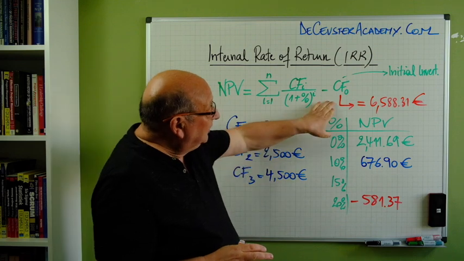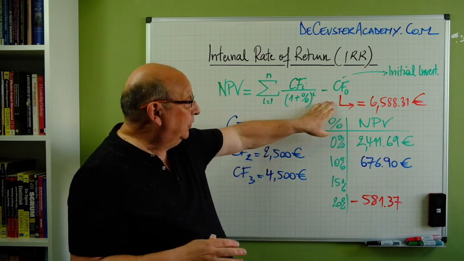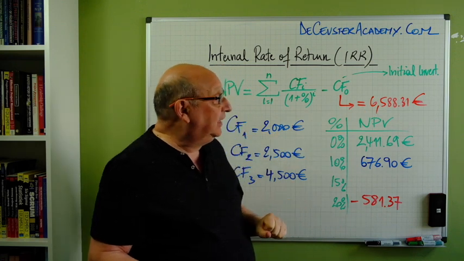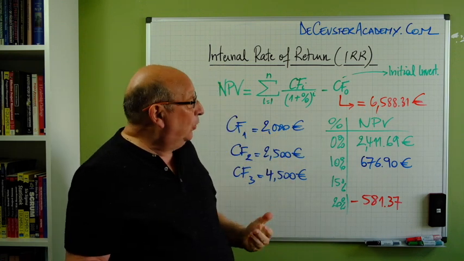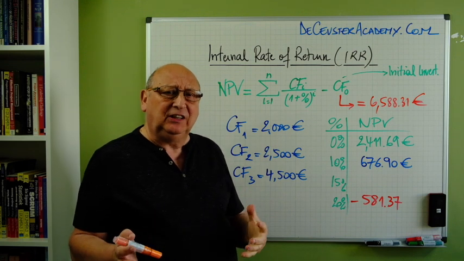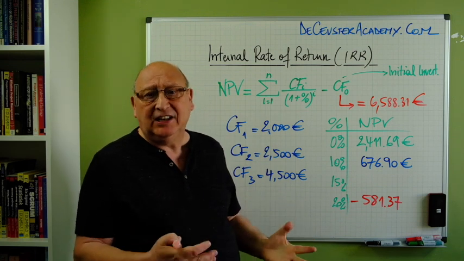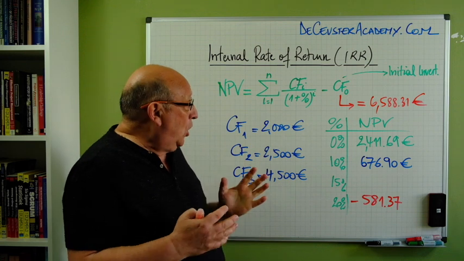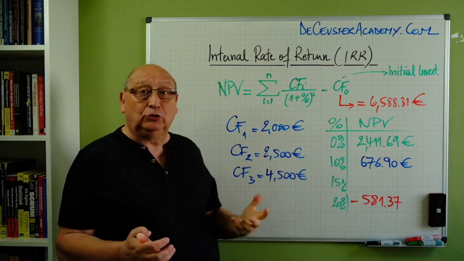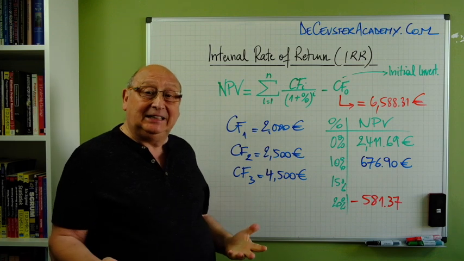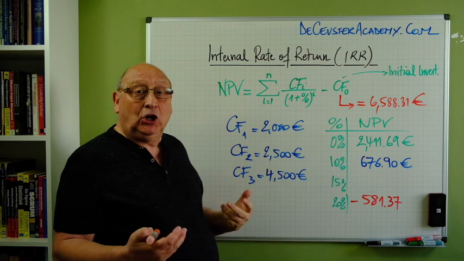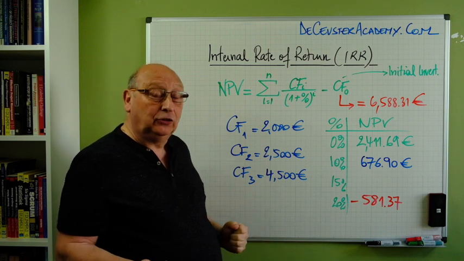I have an initial investment CF0, the cash flow at the beginning, which is 6,588.31 euro. I've chosen this number because it gives a very good result in the calculation here. Now we have a cash flow in the first year of 2,000 euro, the second year we have 2,500 euro, and in the third year we have 4,500 euro.